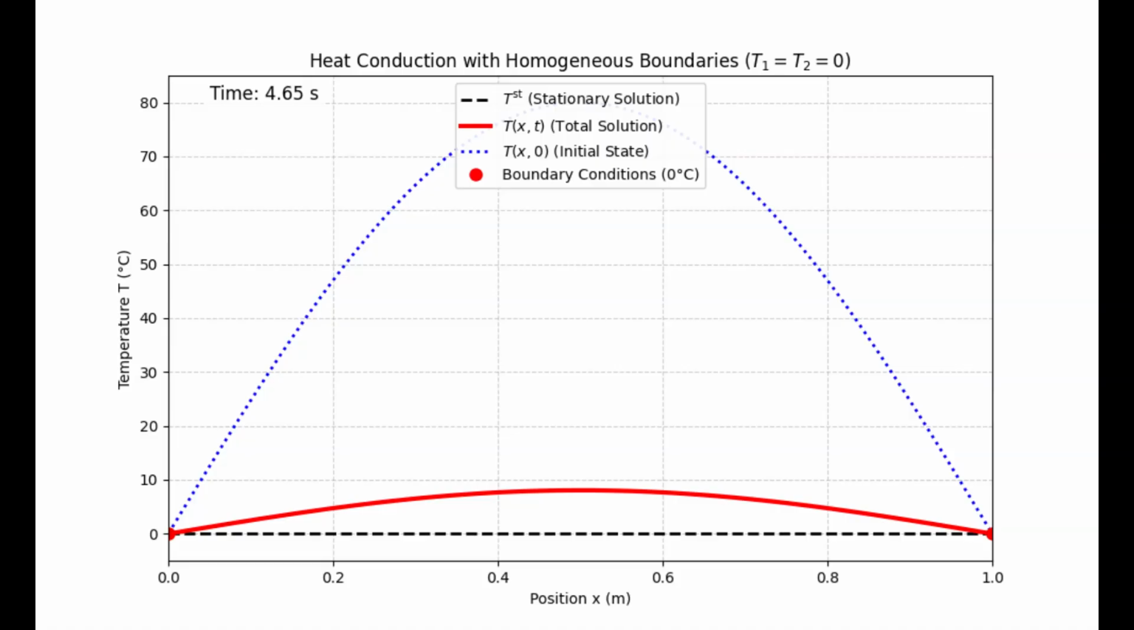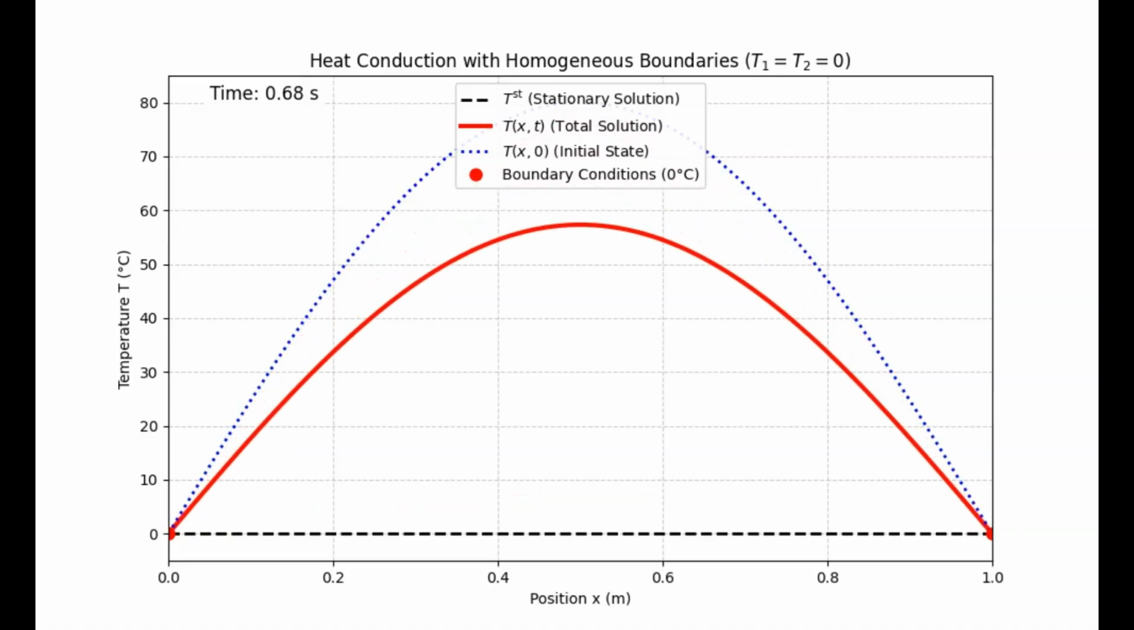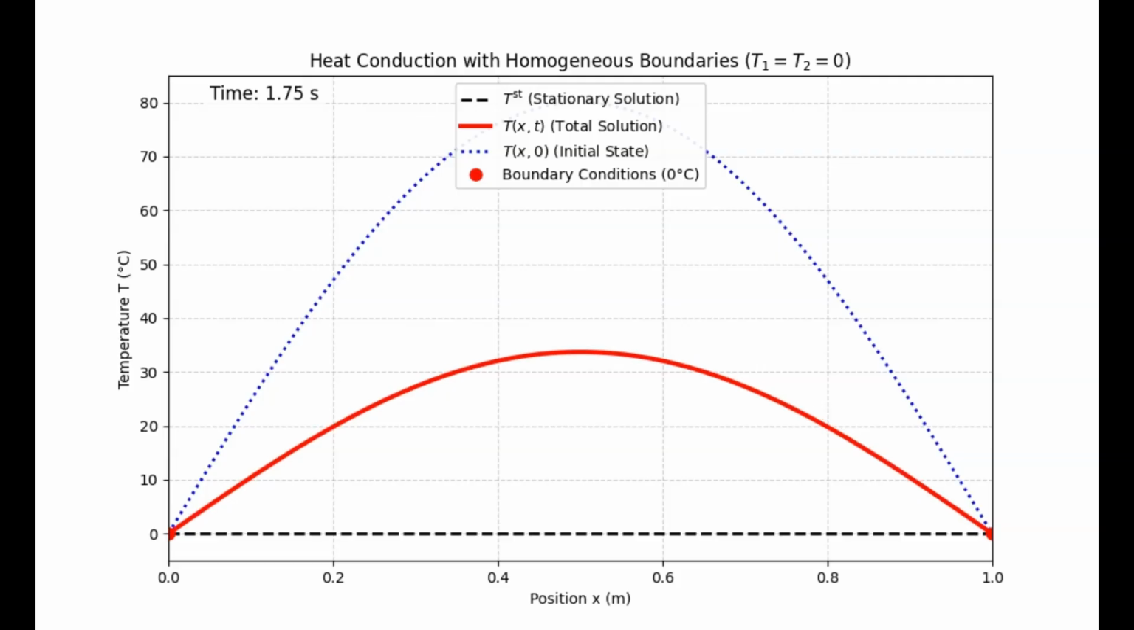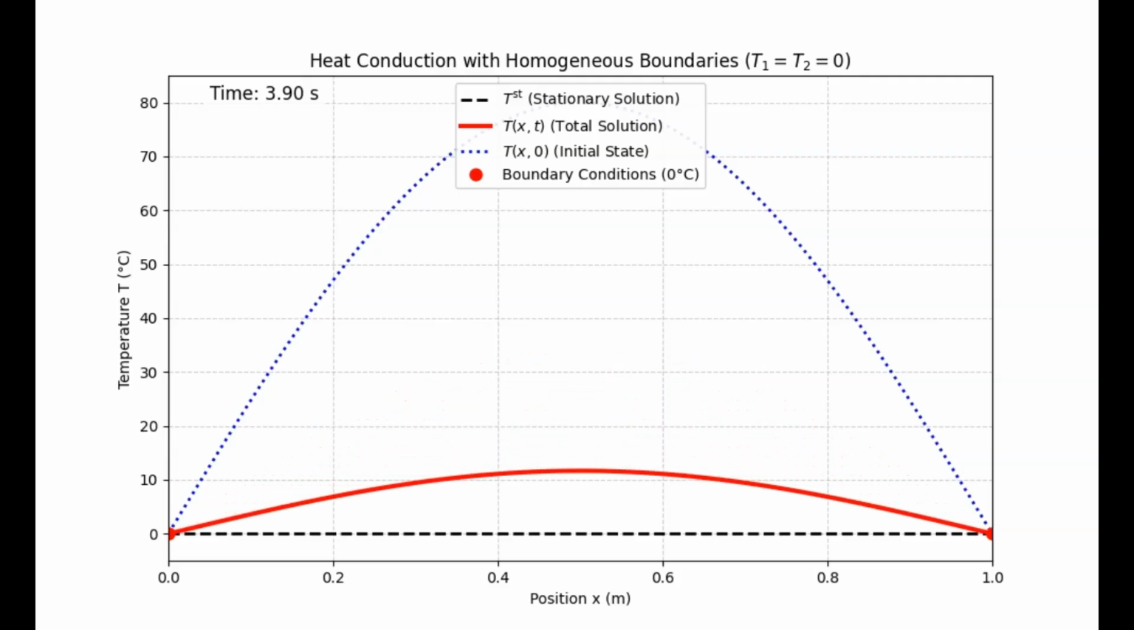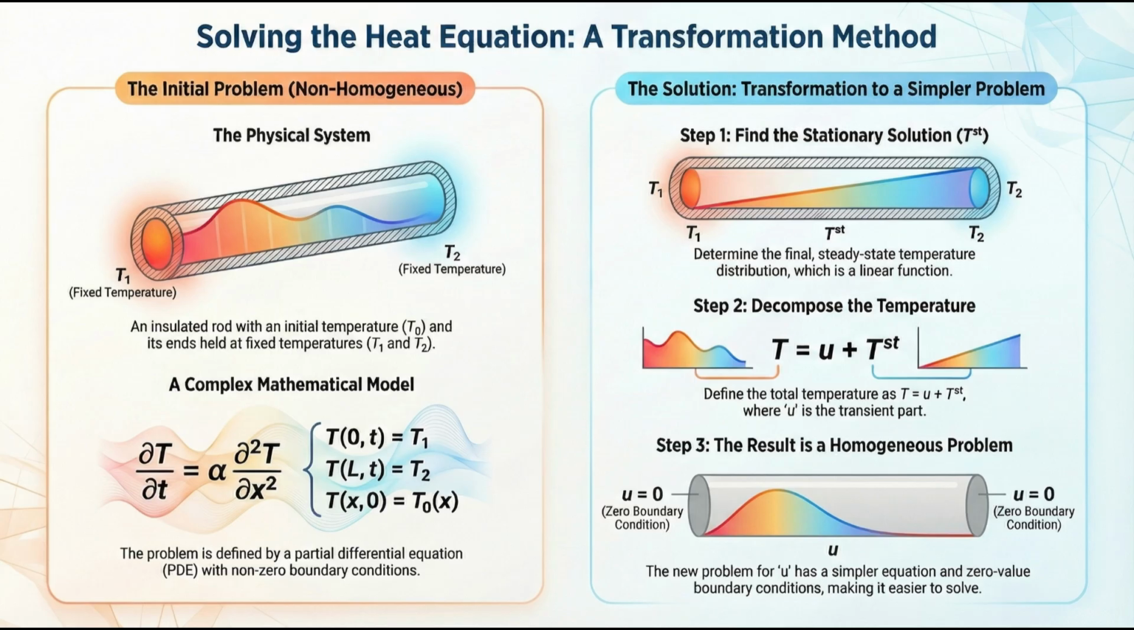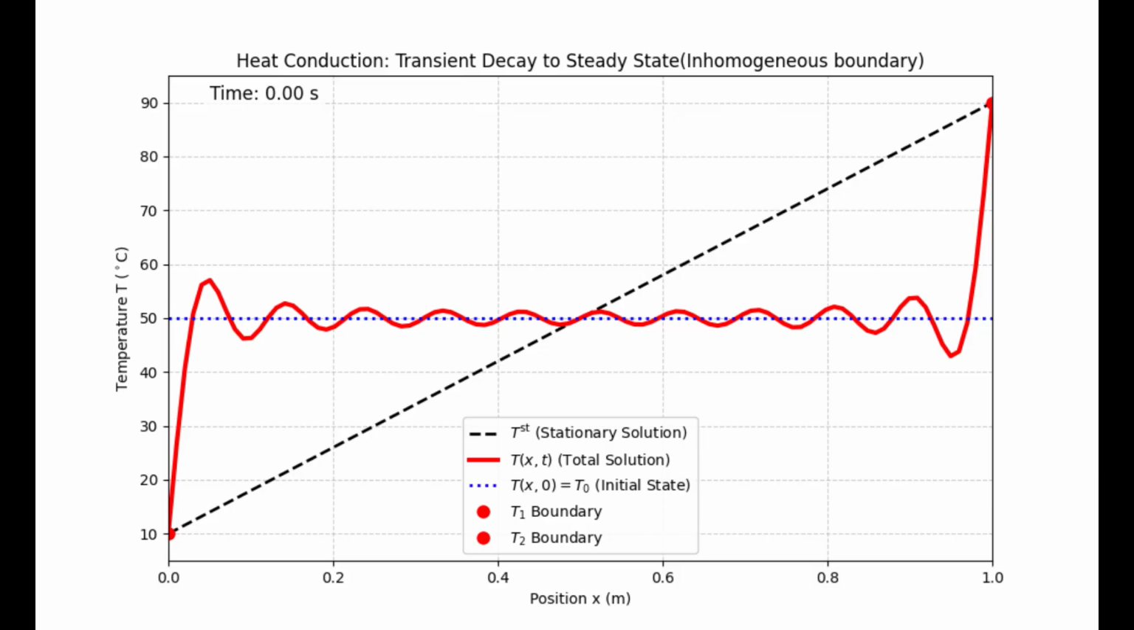Okay, so first up, the real challenge here is that the problem is what's called inhomogeneous. What does that mean? Well, just imagine you've got an insulated rod, but its ends are held at fixed temperatures, and they're not zero. Because of that, the heat can't just decay away to nothing. It prevents us from using our standard, simpler models.